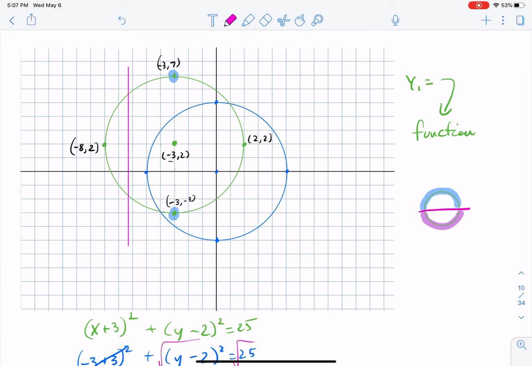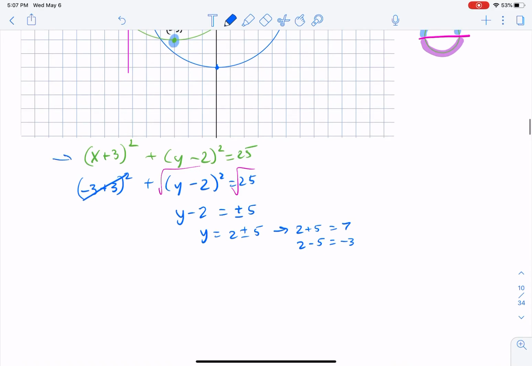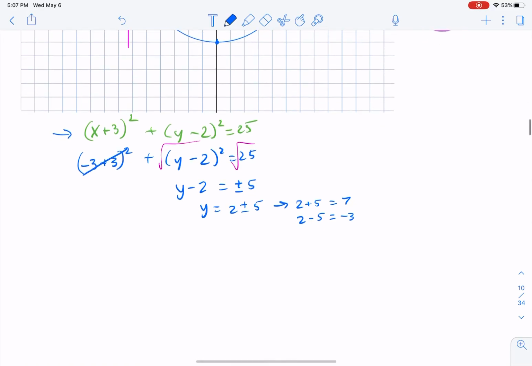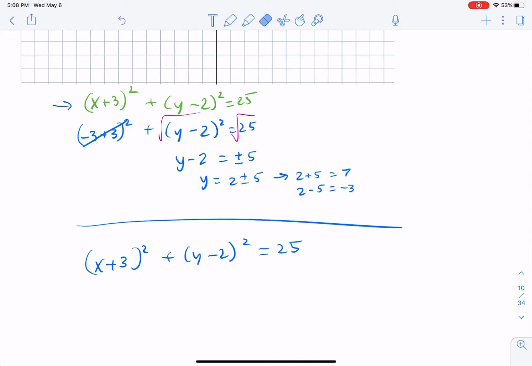Okay, you ready? Good. So let's take that same exact circle that we have right here. Just copy it down again, x plus 3 squared plus y minus 2 squared is equal to 25. Right, so what I'm going to do is I'm going to solve it for y, so I can put it in y equals form.